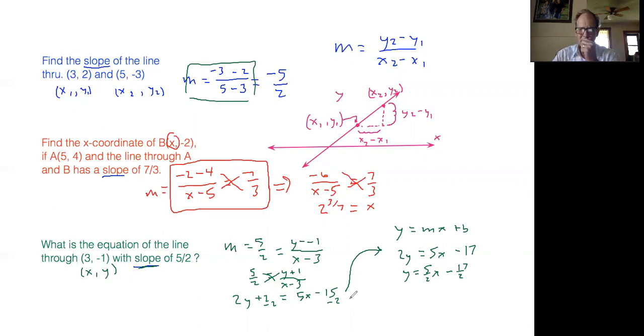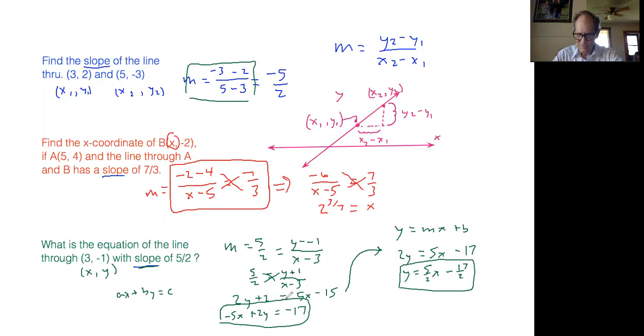Now, let's go back to this point right here, just before we got to there. And we could have put it into ax plus by equals c form. So I'll bring that 5x over, and I'll have negative 5x plus 2y, subtract 2 across, equals negative 17. That's also considered to be an acceptable equation. Chances are, if you would have stopped right here, you might have got most of the points.